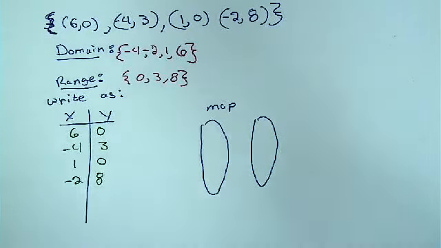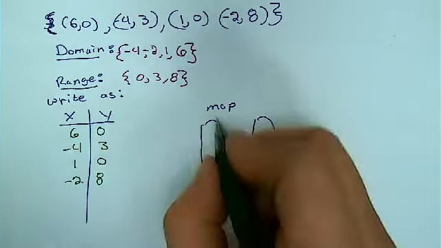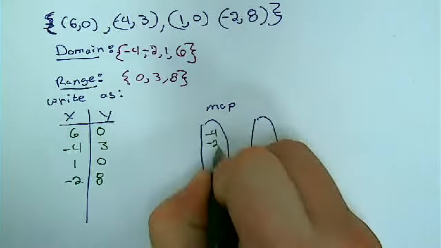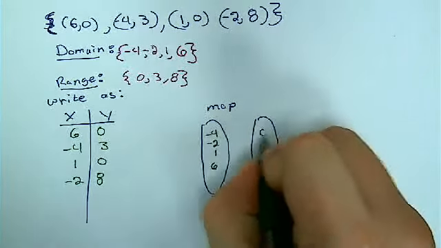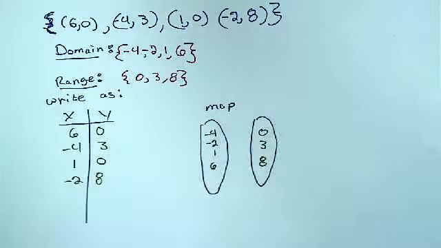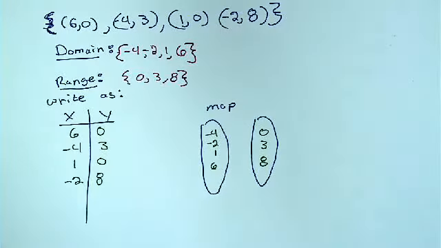And now my map. Let's see, -4, -2, 1, 6, 0, 3, 8. So when I do the map, all I do is just relist the domain, relist the range, and then I just draw the lines that connect them.